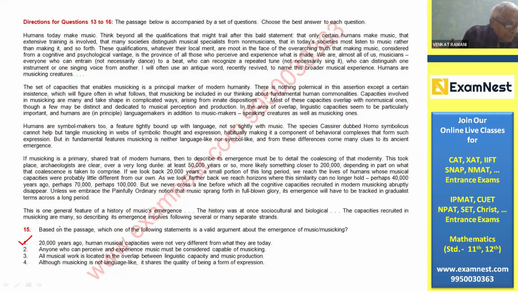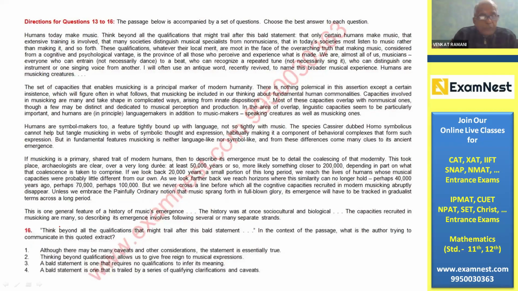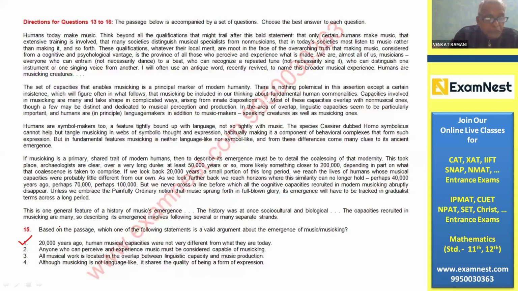Number one is the correct option here, because if you look at the others, anyone who can perceive and experience music must be considered capable of music. No, that's not the point here. No overlap between linguistic capacity, no. Although musicking is not language-like, it shares the quality of being a form of expression. That's beside the point. Why is it beside the point? Because he's talking about the emergence of music, right? The origin of music. That is the reason.